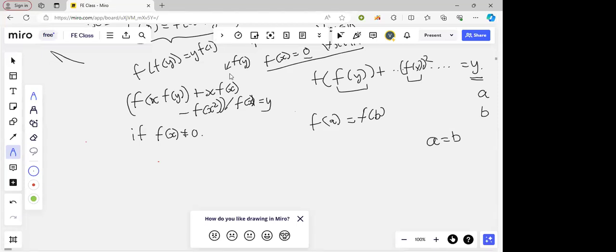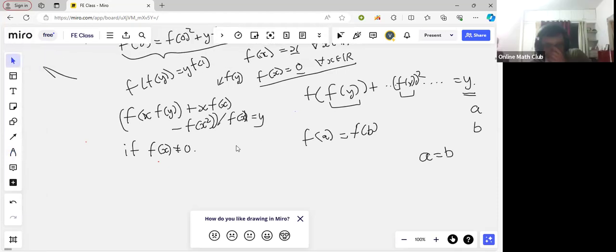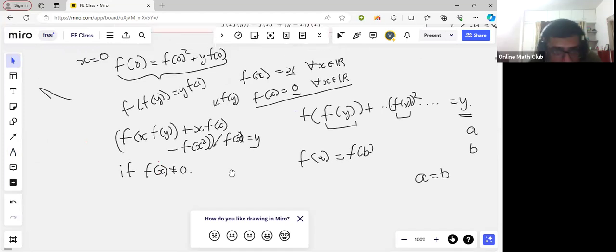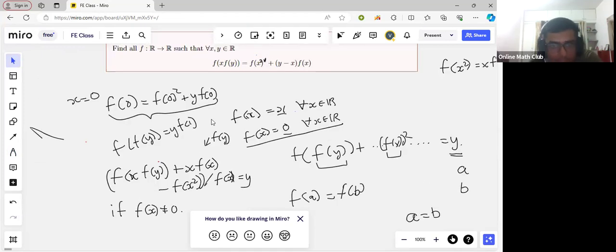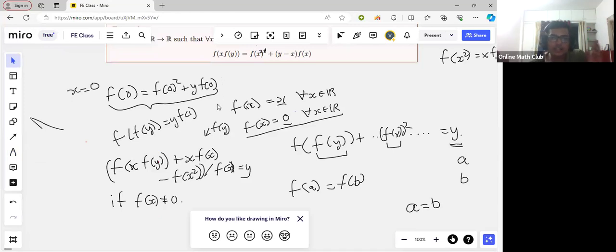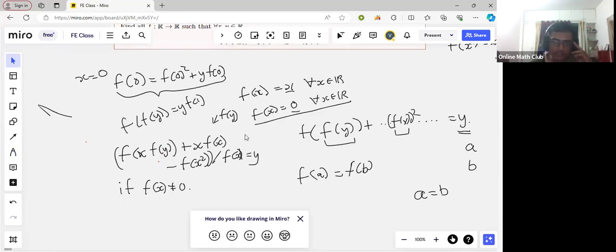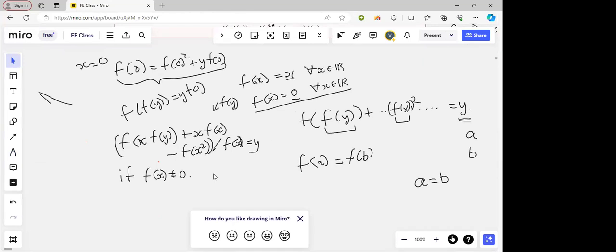Sir, so our goal here is to prove injectivity. Yeah, that's the idea over here. To solve this, I'm trying to prove injectivity and then solve it, because injectivity in general is quite useful in FEs. Okay.